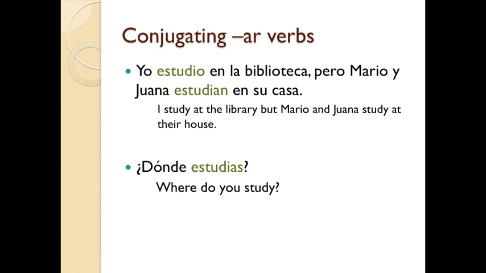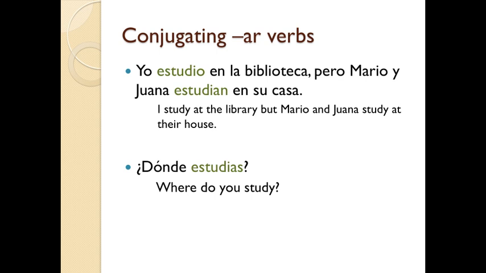But Mario and Juana, that is a they. That's two people. We're going to say they study. So what is our ending for they? It's an. So Mario y Juana estudian en su casa. This is extremely important. You must get the right verb endings to make it agree with your subject. If I were to ask, where do you study? I would say, ¿Dónde estudias? Because I'm asking you. Tú. ¿Dónde estudias? So you see how very important it is to put the right endings on your verb.